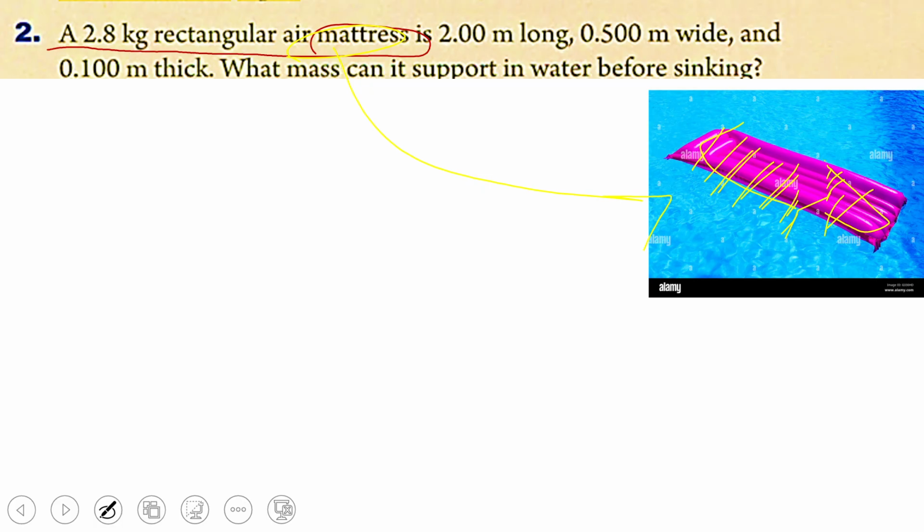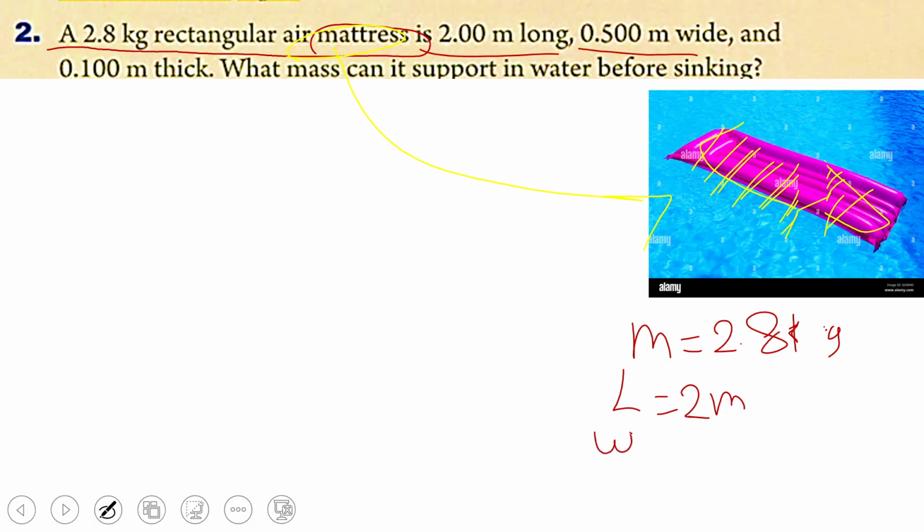So this is the air mattress shape. The mass of the air mattress is equal to 2.8 kilograms, and 2 meters long, the length L is 2 meters, and 0.5 meter wide, W is 0.5 or 0.500, same, but I made it easy, I wrote 0.5, and 0.1 thick. Thick means H, 0.1 thick. So all in meters.